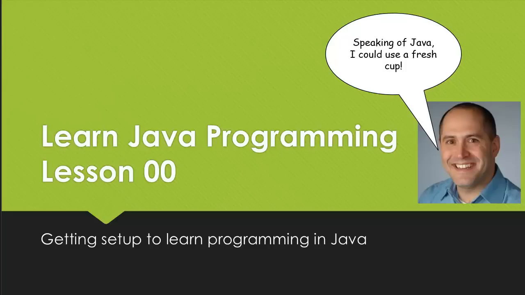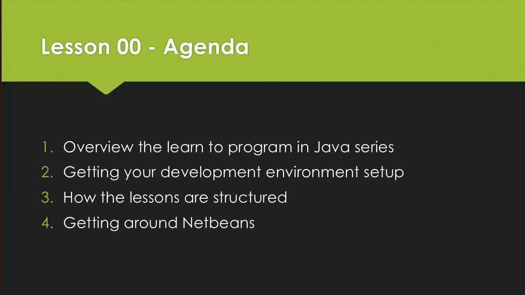This very first lesson, Lesson 0, is really just a meta lesson. We'll use this lesson to help you get your computer set up with the software that you need to start programming in Java. Our agenda for today is to take a look at the Programming in Java series, help you get your environment set up, and then I'll show you how I structure each of the 20 lessons, and then I'll give you a small tour of how you can get around Netbeans, which is the Java programming environment that we'll be using.